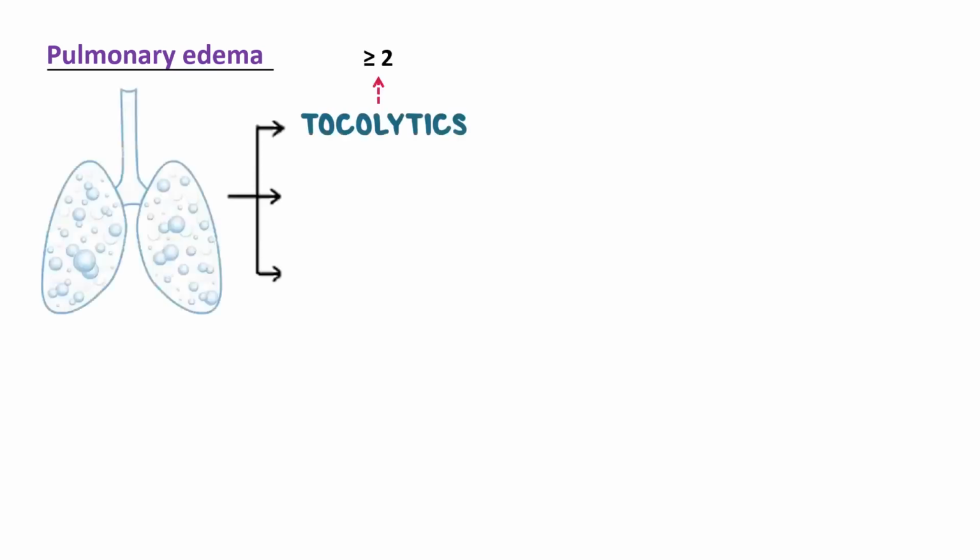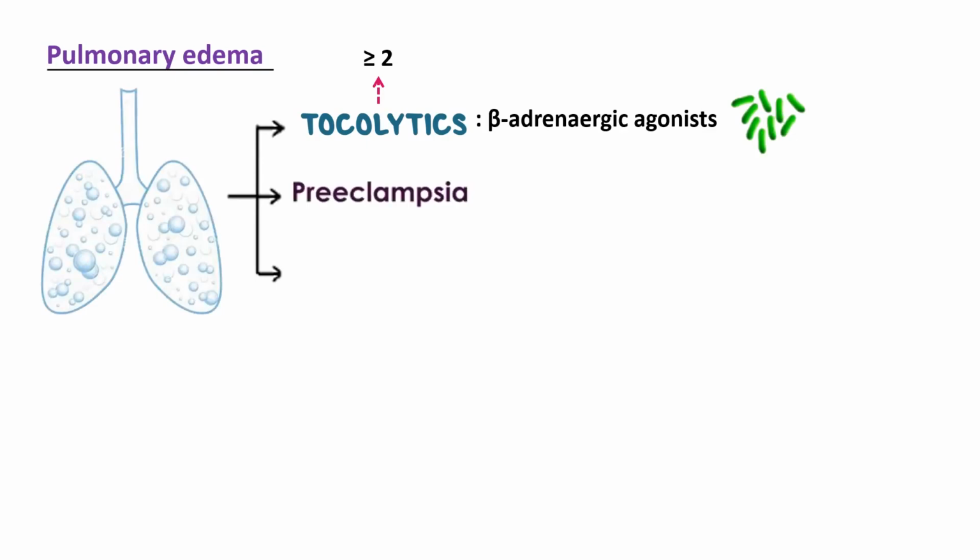And pulmonary edema, there are different causes for pulmonary edema. The tocolytics that one uses, the beta-adrenergic agonists, increase the risk. So if more than 2 tocolytics are used, it increases the risk of them having pulmonary edema. And this, along with any infection, significantly increases the risk of them developing pulmonary edema. And preeclampsia, by virtue of the pathophysiological changes that happen, pushes them at a high risk for developing pulmonary edema.